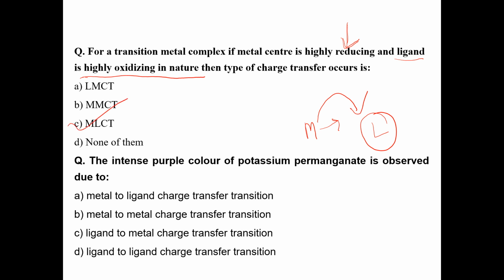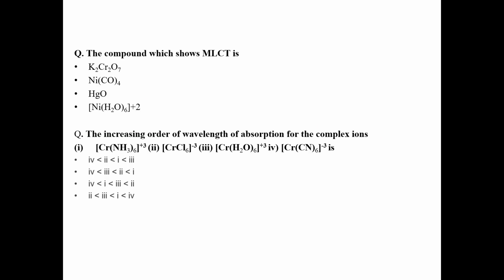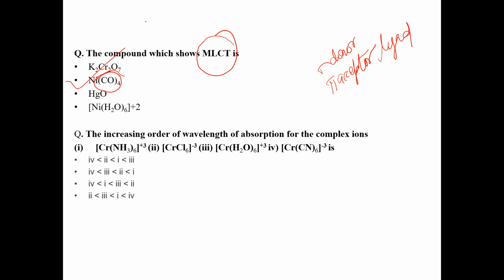The intense purple color of potassium permanganate is due to ligand to metal charge transfer transitions. Now, the compound which shows metal to ligand charge transfer: for MLCT, the complex should have a sigma donor pi acceptor ligand. So you can see CO is a sigma donor pi acceptor, so that's why it will show MLCT.